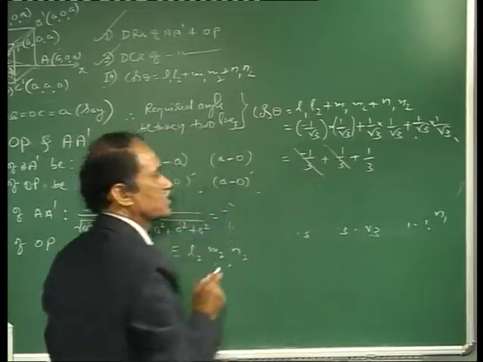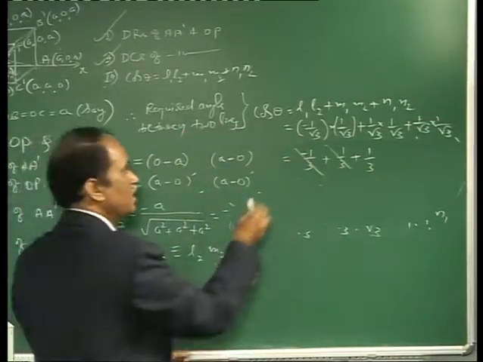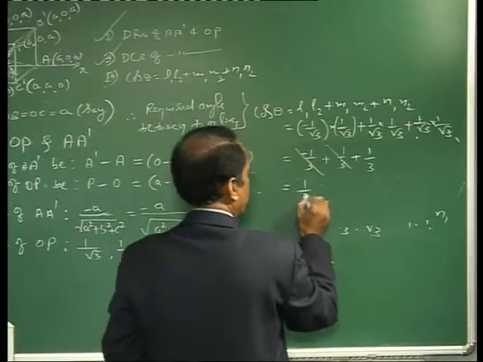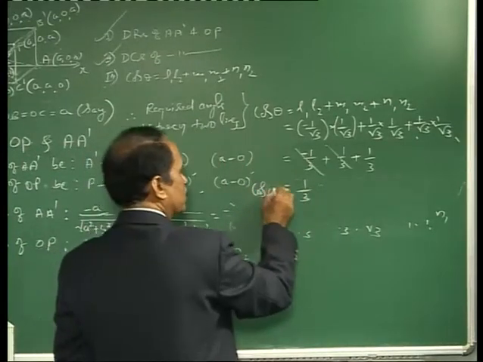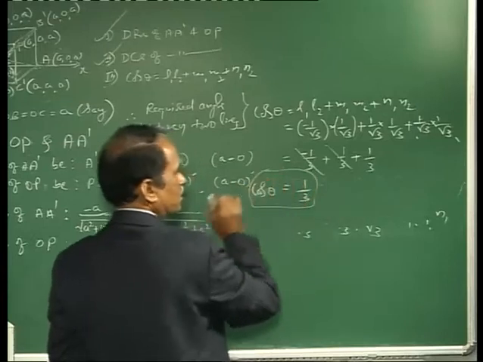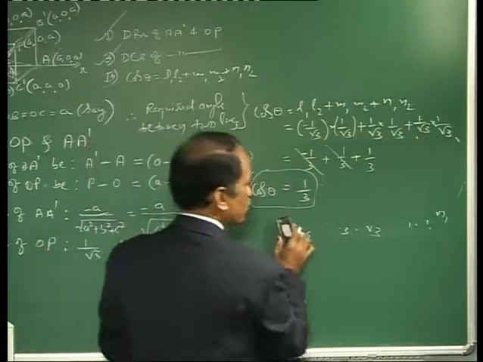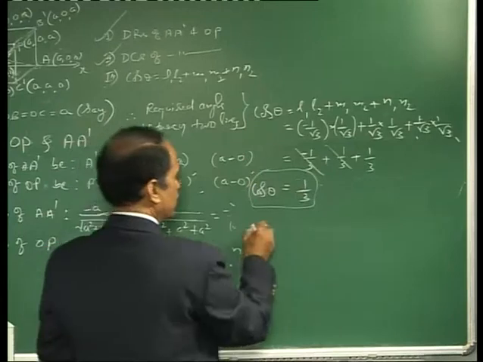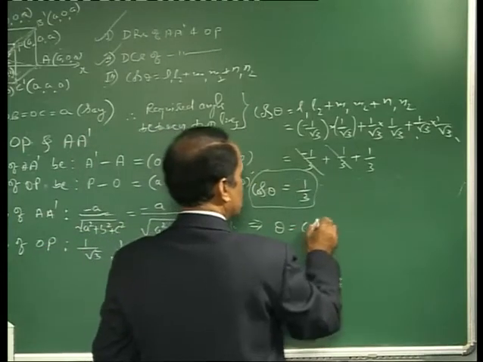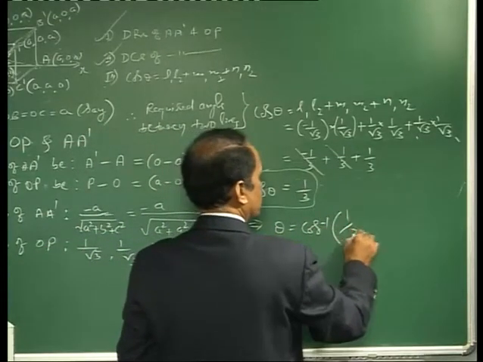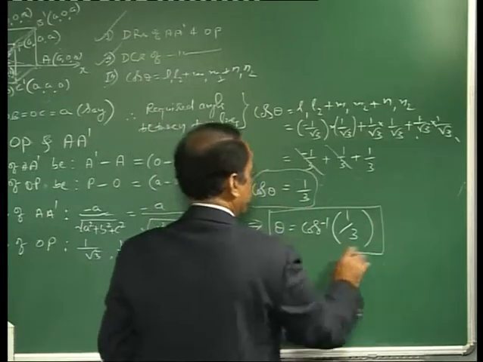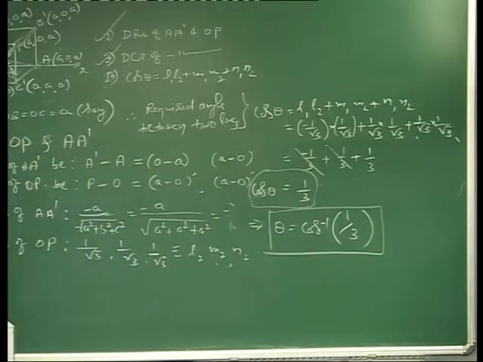This cancels, because plus and minus you can cancel. The answer you are getting is 1 by 3, and on the left side you have the trigonometric function, that is cos theta. What is the numerical value of this? Theta is nothing but cos inverse of 1 by 3.